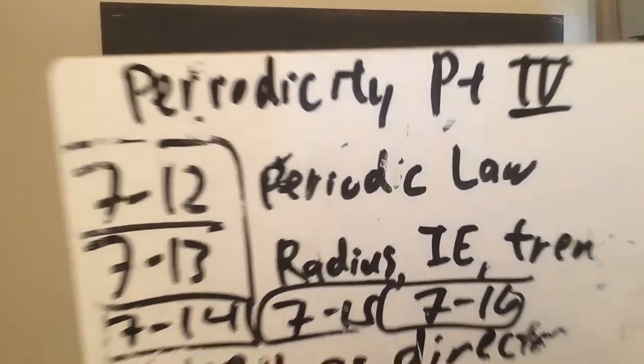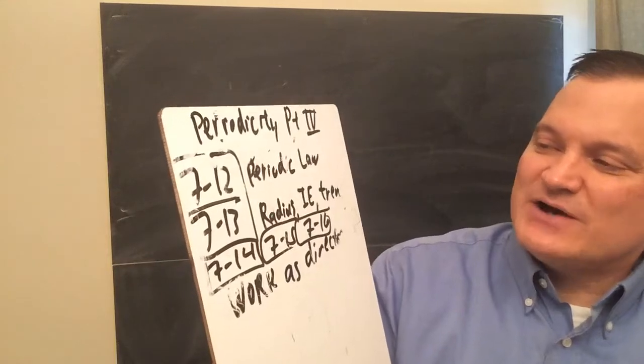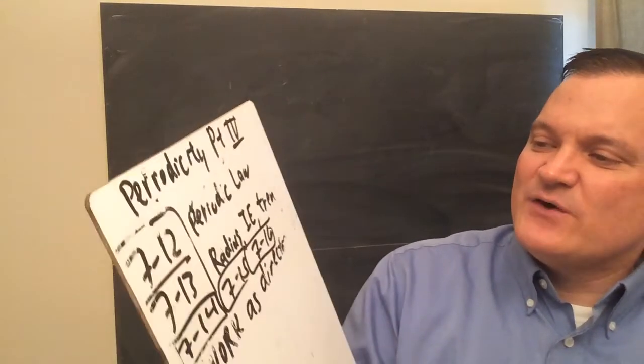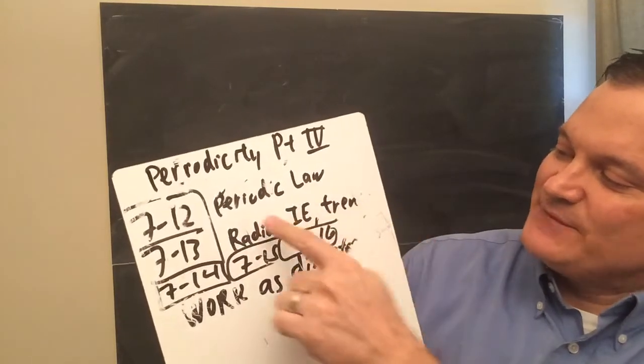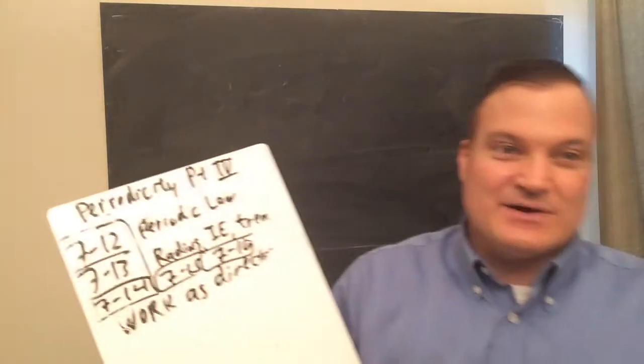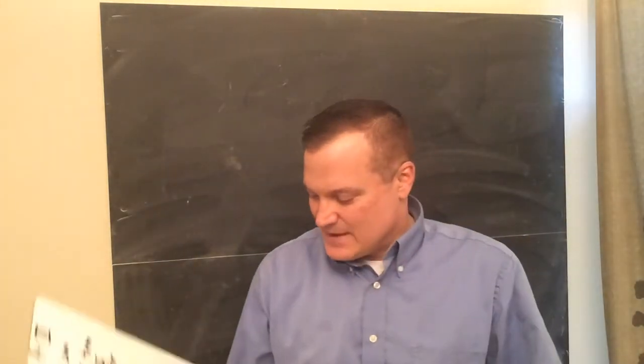Periodicity part 4. Maybe we're getting near the end. I don't know if I can do it all, and hopefully in one. I'll try hard. But this is going to mostly focus on ionization energy. Well, actually, periodic law, radius, IE trends. I put the whole thing, but mainly IE and something called electron affinity I might mention.